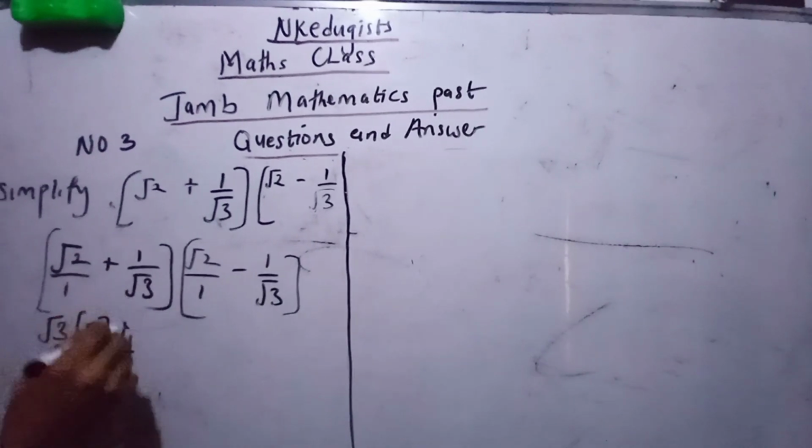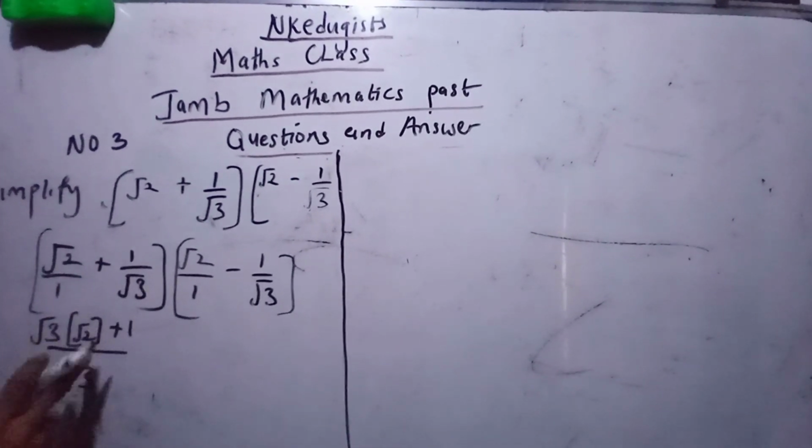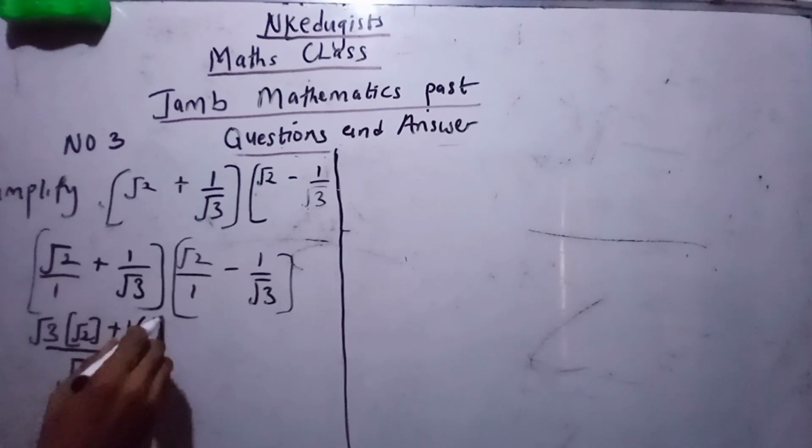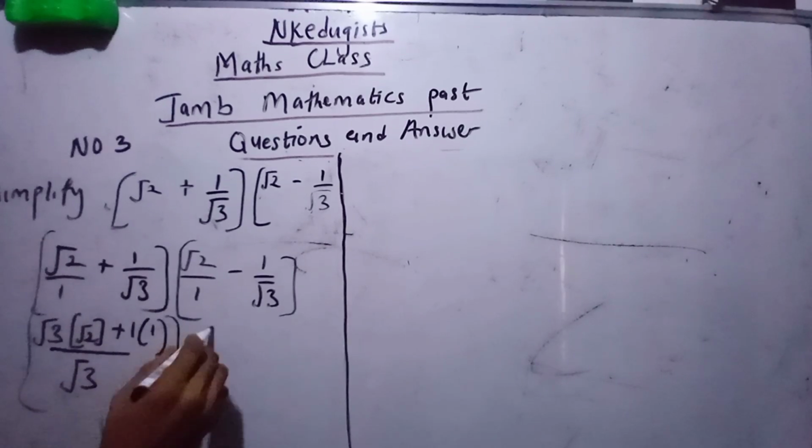Plus this 1 is already here. 3 divided by √3 is what? Is 1. 1 times 1. Okay, let me just bring it. That's how you understand what we're doing here. Okay, then here also the same thing.